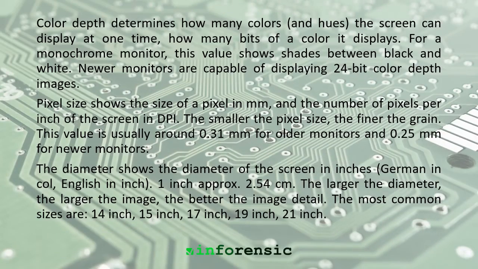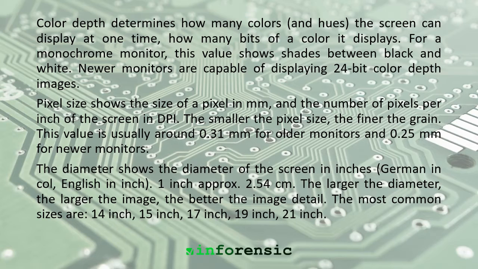Color depth determines how many colors and hues the screen can display at one time, how many bits of a color it displays. For a monochrome monitor, this value shows shades between black and white. Newer monitors are capable of displaying 24-bit color depth images.